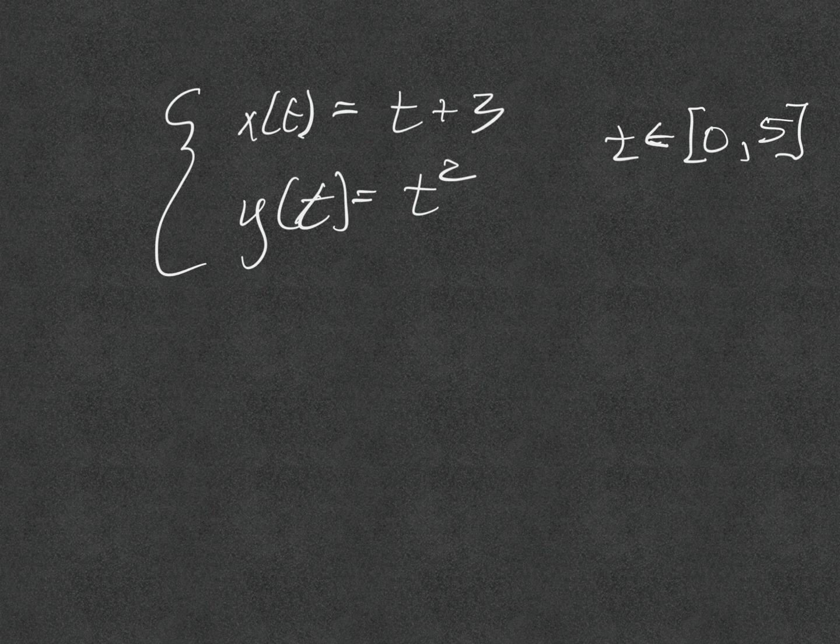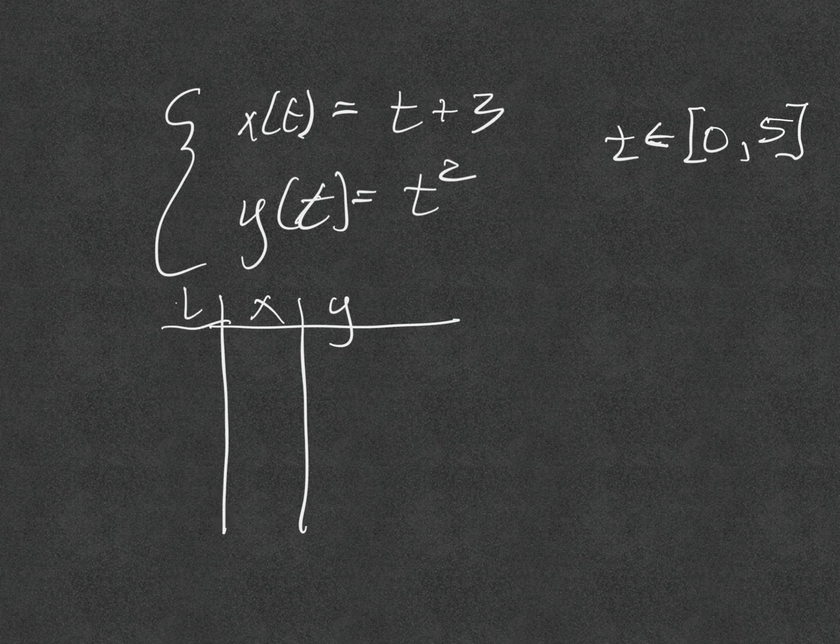All right. And so then what happens is you can make a table of x and y variables and then graph this. And so, for instance, what I typically do is I add a third column. If the time is 0, then the x is 0 plus 3, and the y is 0 squared.